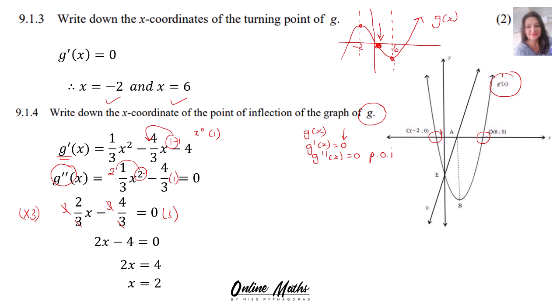Or there's a little trick I can teach you. The point of inflection is halfway between -2 and 6. It's always right in the middle between the two x values of the turning points.